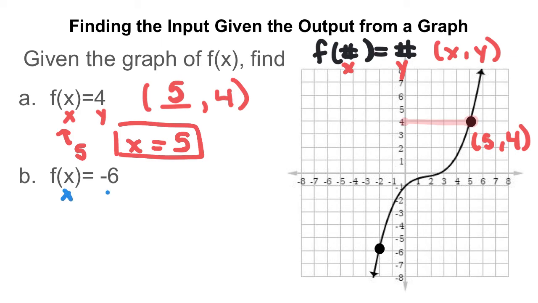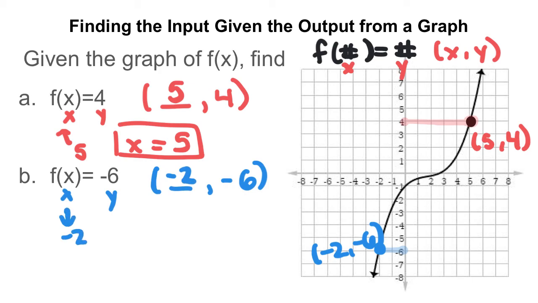For the next one, we don't know what x is, but we know that y is negative 6. So we want to figure out for what number is y negative 6. So if I go to negative 6 on the graph and I go across, I can see I have a point right here at negative 2, negative 6. So since the x value that makes y negative 6 is negative 2, this means that x is equal to negative 2.